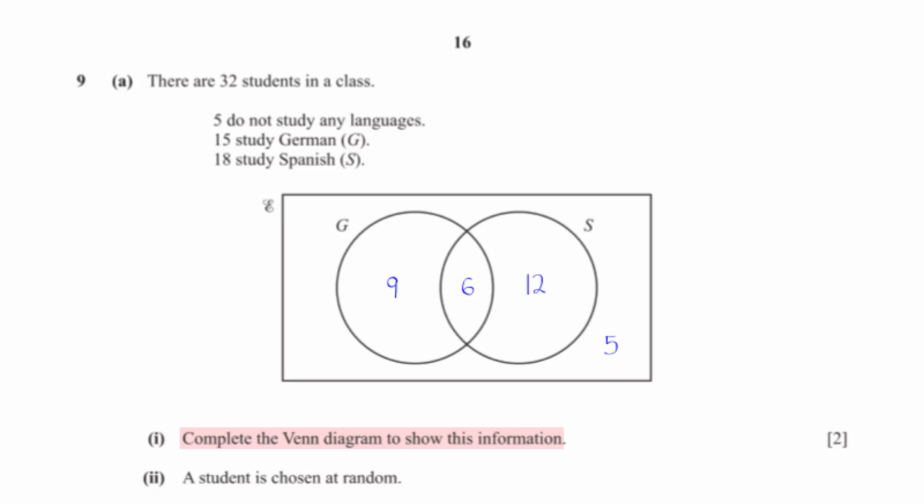So now that we have taken these 5 students out, we are left with 32 minus 5 students, which is 27 students. To find the number of students who study both German and Spanish, we subtract 27 from the sum of 15 and 18. This gives us 6. So now the number of students who study German only will be 15 minus 6, which is 9. And the number of students who study Spanish only will be 18 minus 6, which is 12.